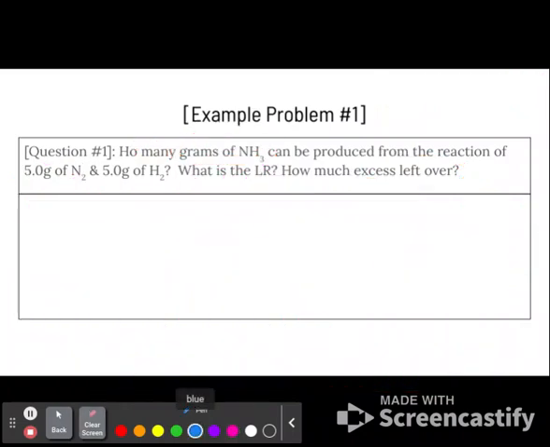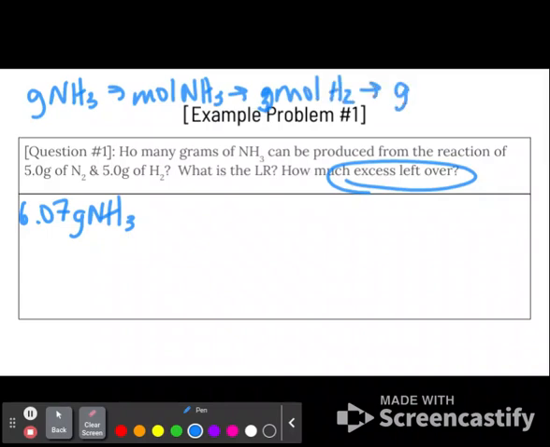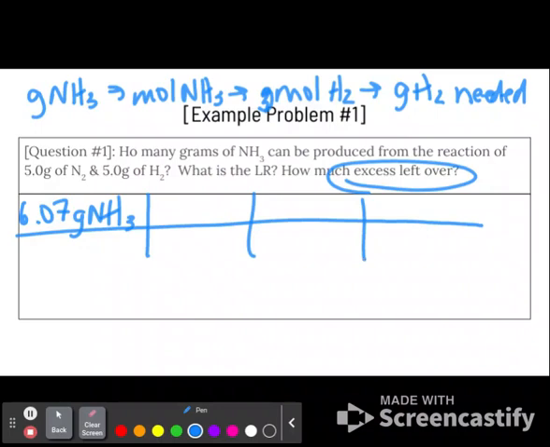All right, so we now need to figure out how much excess is left over. We know the product we formed was 6.07 grams of NH3. So now my pathway is grams of NH3 to moles of NH3 to moles of H2, because that was our excess, to grams of H2 specifically needed. We're going to write this one all the way through. These are long problems. They take a lot of space, so just be prepared for that.